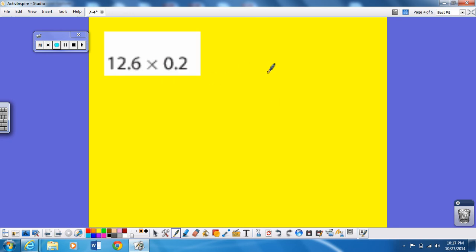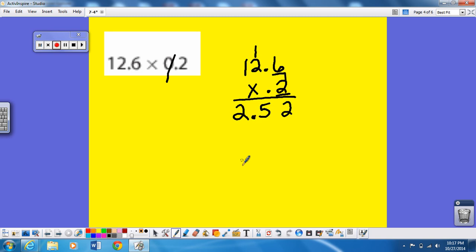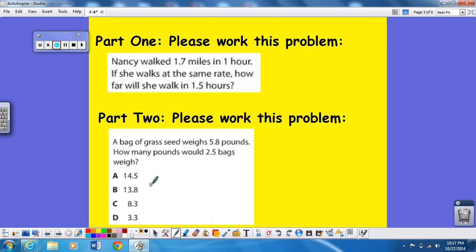Okay, let's try one more. Here again, here's a horizontal problem. So we're just going to go ahead and set it up vertically. 12.6 times 0.2. Remember again, you don't need that 0. It's worth nothing. 2 times 6 is 12. 2 times 2 is 4 plus 1 is 5. 2 times 1 is 2. Okay, we just multiplied normally. Now let's look past the decimal. We have 2 digits in this problem past the decimal point, which means in our answer we have to have 2 digits past the decimal point. Okay? Now, pretty quick lesson today.